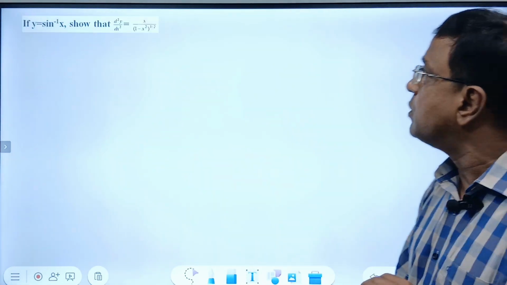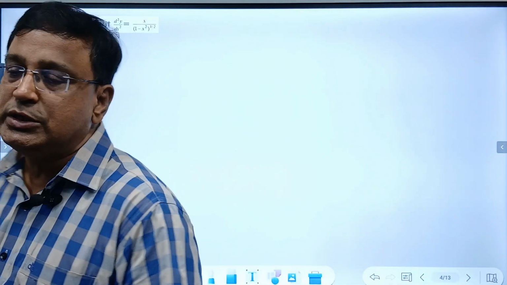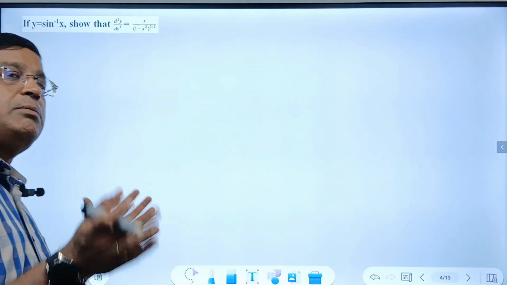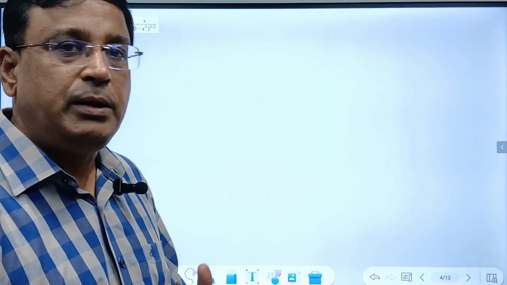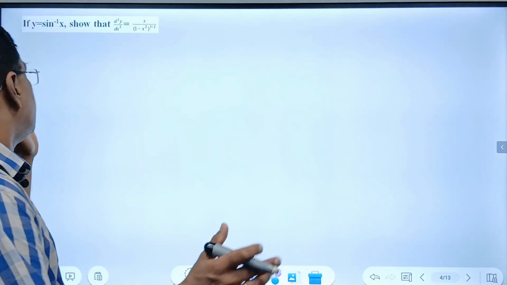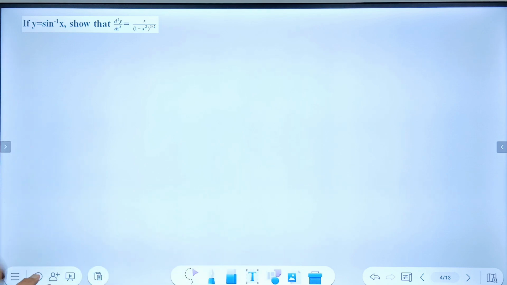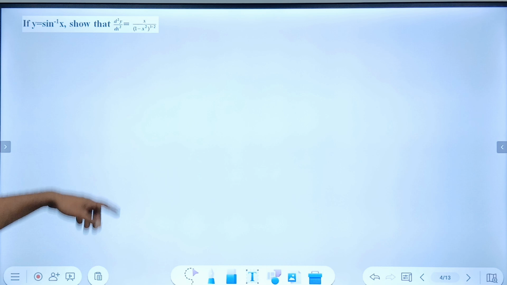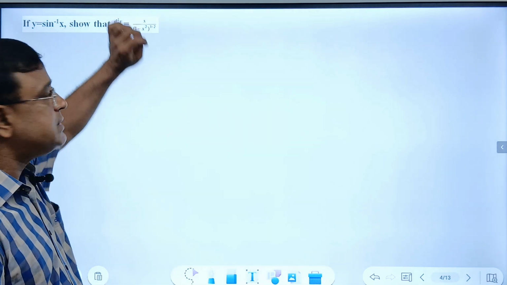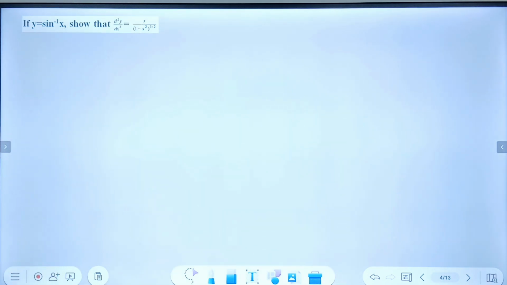Now let's do some problems. I will be doing questions from NCERT as well as from board papers, so that will be a compilation of second order derivatives. The first question is y equal to sin inverse x. Prove that d square y by dx square equal to x by (1 minus x square) the whole power 3 by 2. Now how do I do it?